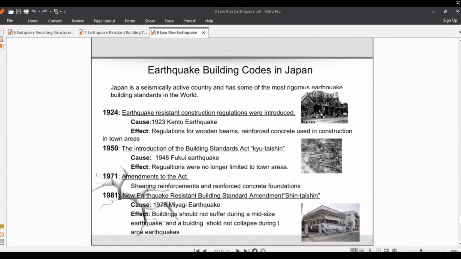For your homework, you can find the earthquake building codes and standards from other countries and compare them with your country's earthquake building codes and standards, and see the difference between these standards in your country and other countries.